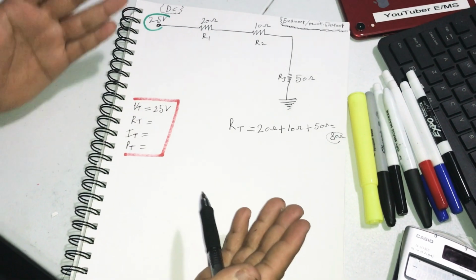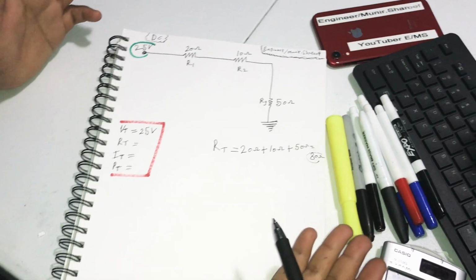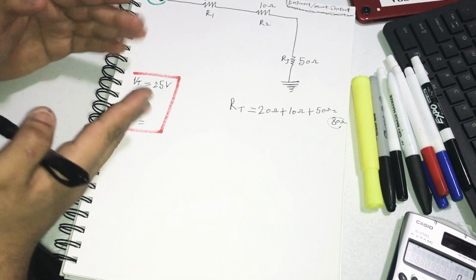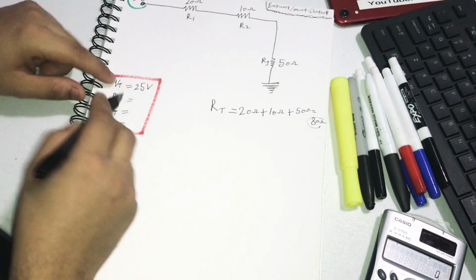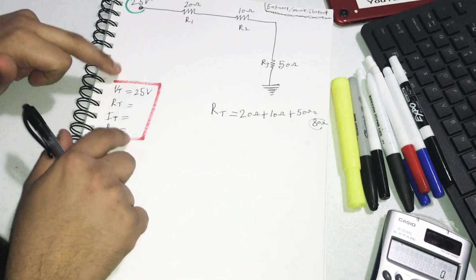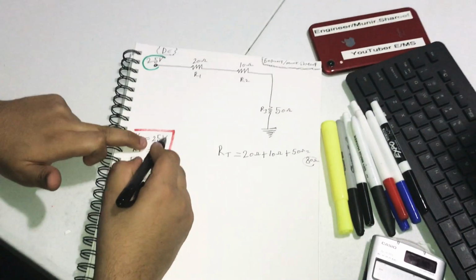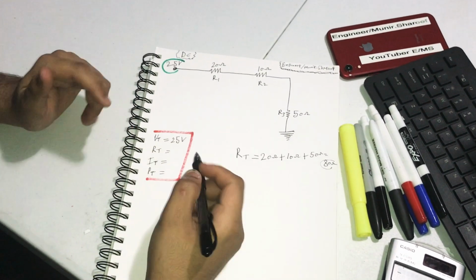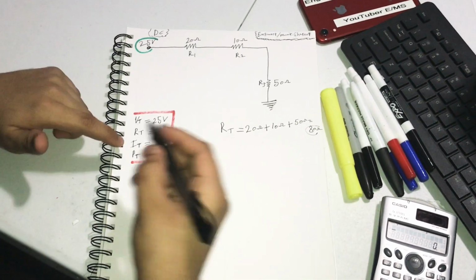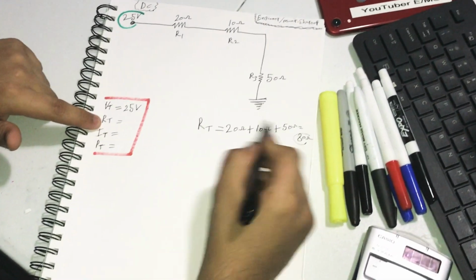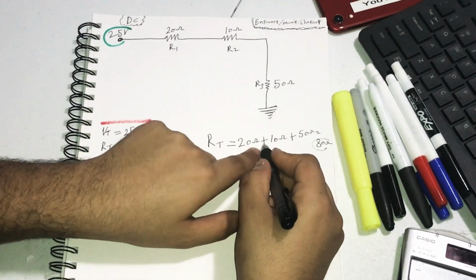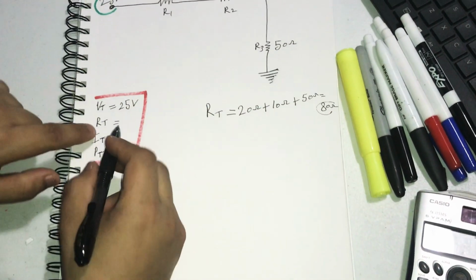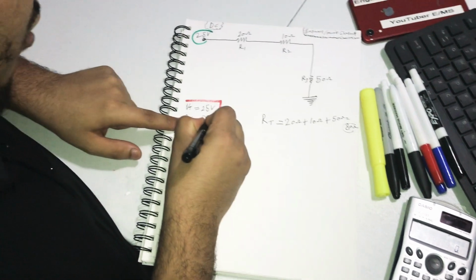For example, if you have an exam in college to find the total voltage, total resistance and total current, they're going to give you a little space to fill in these values. So I put here the 25 volts because it's clearly given. And the total resistance you just found: 20 ohms plus 10 ohms plus 50 ohms, we get 80 ohms. So we put 80 ohms right here.